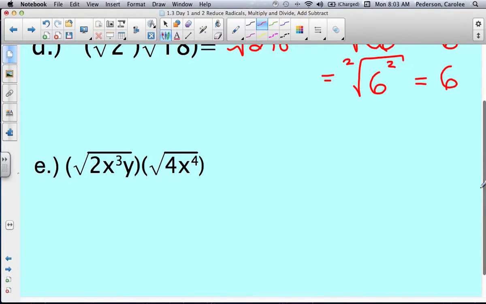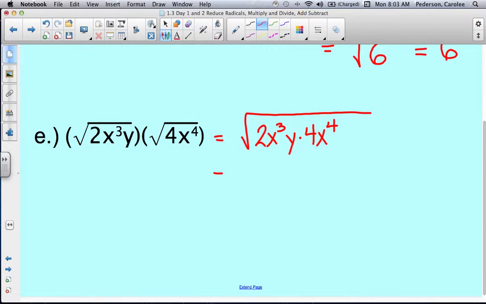All right, let's go into adding some variables in. So question E says the square root of 2x cubed y times the square root of 4x to the 4th. If we combine those two together, we have 2x cubed y times 4x to the 4th. So I'm just going to clean up the terms here, put my coefficients together. I have the 2 and the 4, the x cubed, the x to the 4th, and then the y at the end.